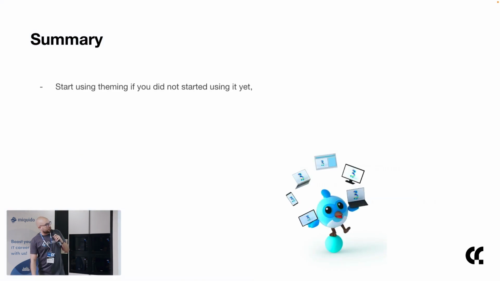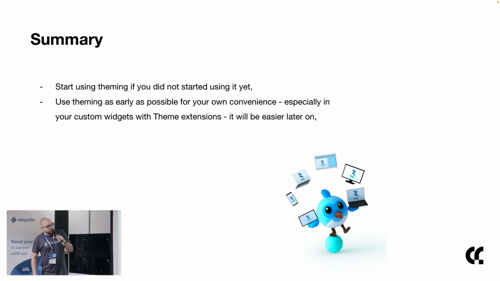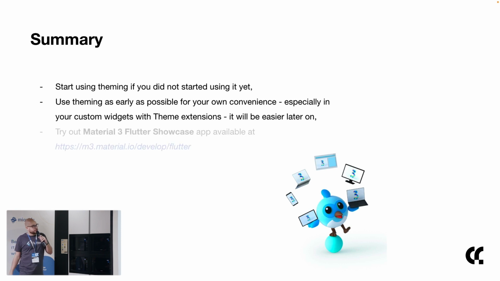And to summarize, right? Start using theming if you can. If you're not using theming, try to start. Iterate. Improve one thing after another. It will benefit you in the long run. Use theming as early as possible. Use theme extensions. This stuff is amazing. It makes your code cleaner. It's neat. It's nice. Just use it, right?